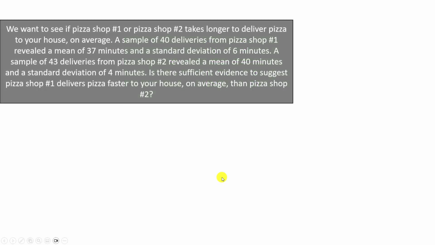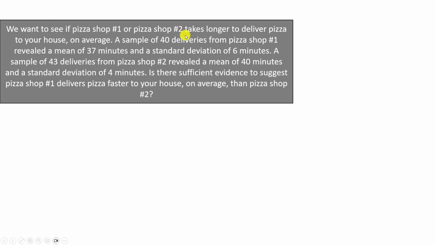So let's go ahead and take a look at an example. So we want to see if pizza shop number 1 or pizza shop number 2 takes longer to deliver pizza to your house on average. So if you want to get pizza as fast as possible, should I go with the first place or the second place? You know, they might be similar distances away from you, but one of them might be faster, and you want to figure that out based on a sample.